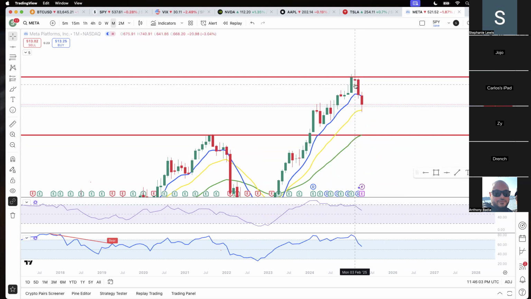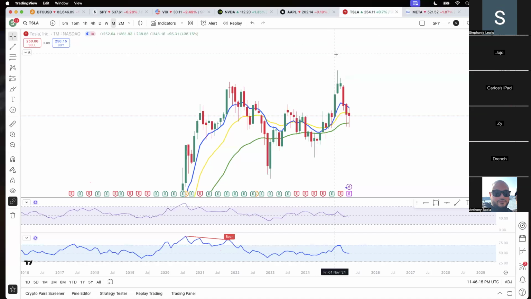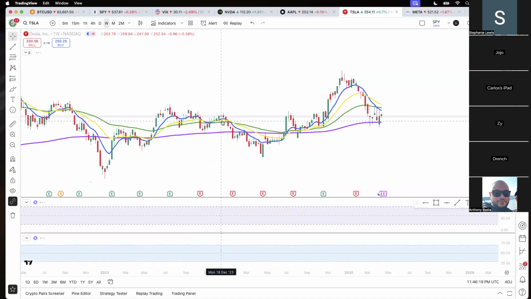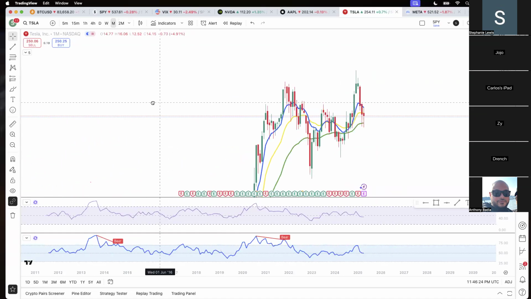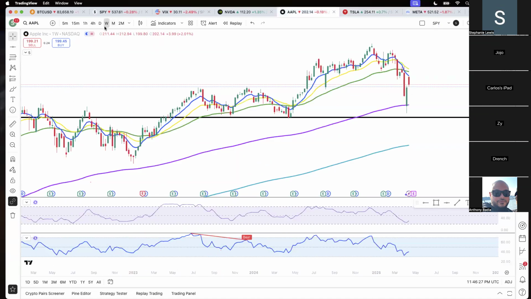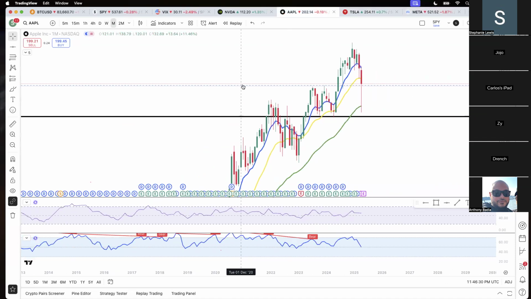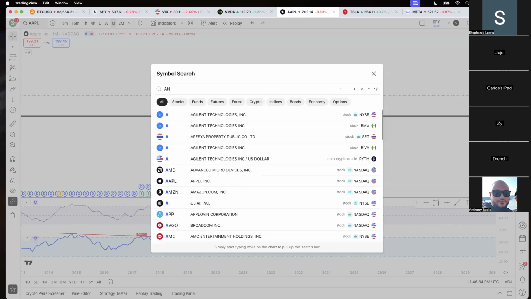So now that Meta has formed this pattern at resistance, your risk to reward here, do you feel like it's better to the upside or the downside? I'll just let you guys think about that. But let me show you somebody else that did that same pattern. Let's see, actually on the monthly as well. Was it Tesla? Let's see. Oh, here it goes.